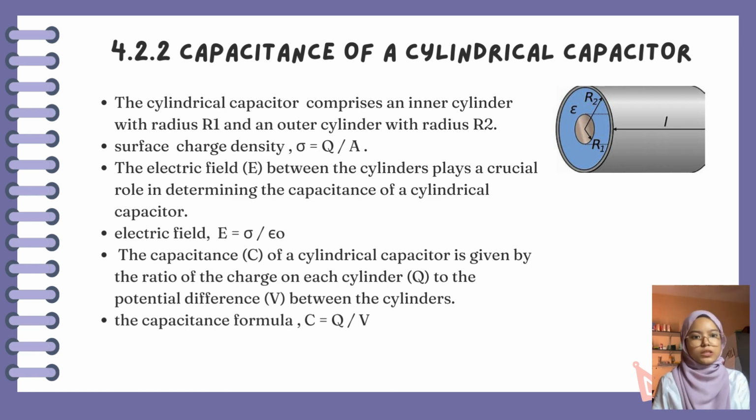The capacitance of a cylindrical capacitor is given by the ratio of the charge on each cylinder to the potential difference between the cylinders. We express it as C equals Q over V, where C represents the capacitance, Q is the charge on each cylinder, and V is the potential difference between the cylinders.